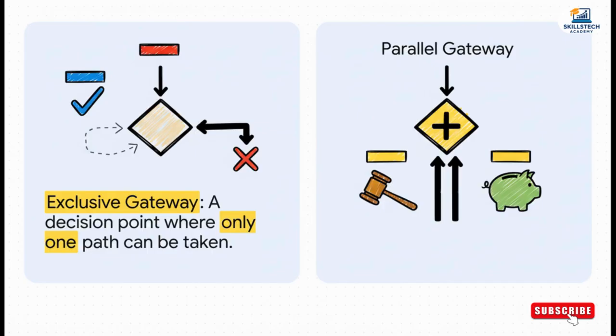Think approved or rejected. But then you've got a parallel gateway, which is totally different. It splits the process to do multiple things at the exact same time. For instance, maybe the legal and finance teams can both start their reviews simultaneously.